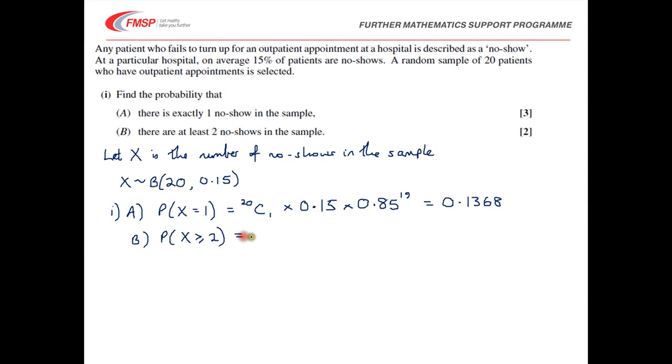And for part B, probability that X is greater than or equal to 2. It's always easiest to convert that to the end that's smallest, so we'll say that's 1 minus the probability that X is less than or equal to 1. Look that up in the tables, and your answer is 0.8244.